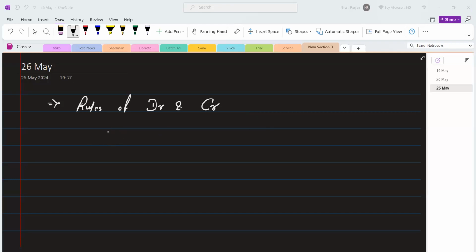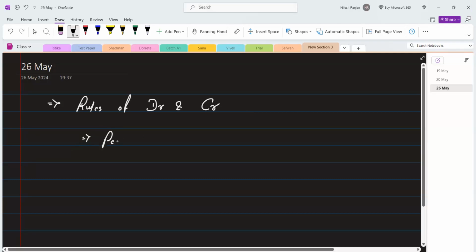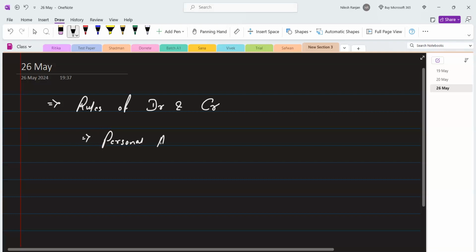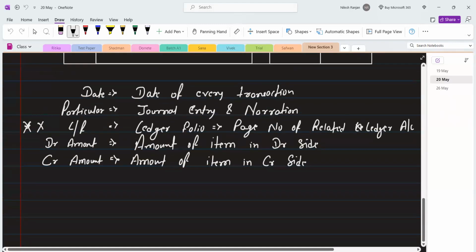Okay. So it is debit the receiver, credit the giver for personal account. Debit what comes in, credit what goes out for real account, and debit all expenses and losses, and credit all income and gains for nominal account. Now, the question is how we solve the journal, how we prepare journal in our books. So I have created a format here.